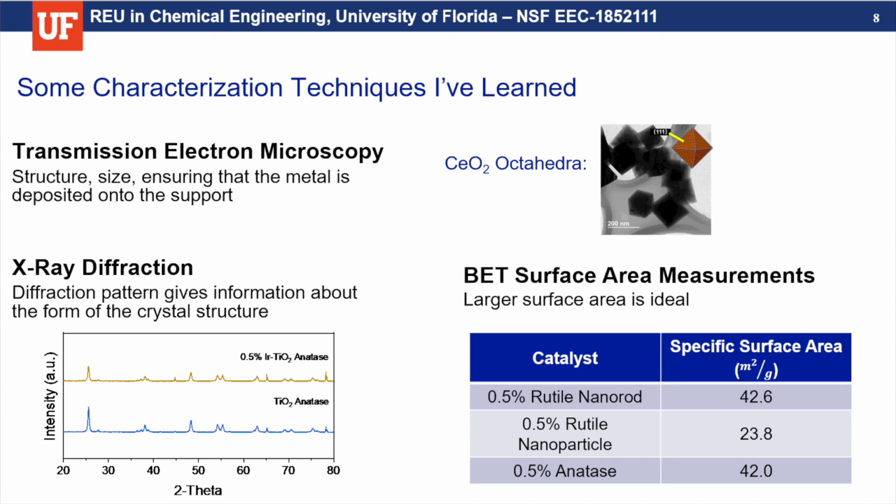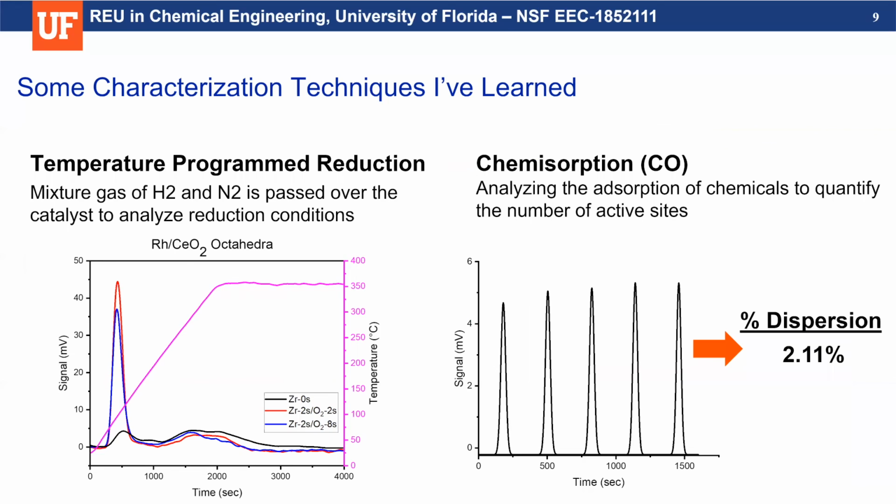BET, or Brunauer, Emmett, and Teller surface area measurements give us a specific surface area per gram, an important property of catalysts. Temperature programmed reduction, shown in this graph below, allows us to analyze reducibility of the catalyst and better understand the surface chemistry. Chemisorption, which we performed with carbon monoxide, helps us quantify the number of active sites present in our catalyst. So for example, 2.11% dispersion.